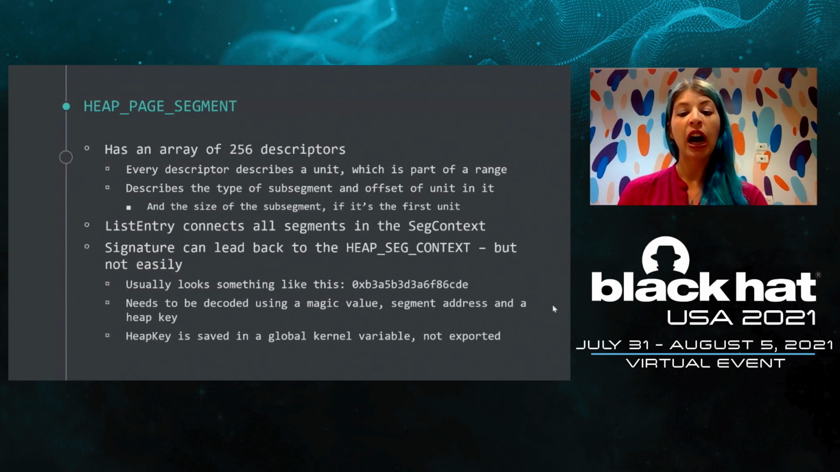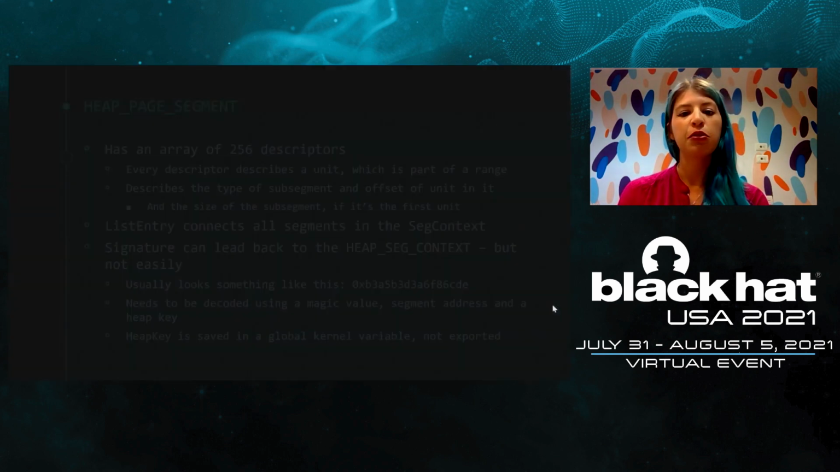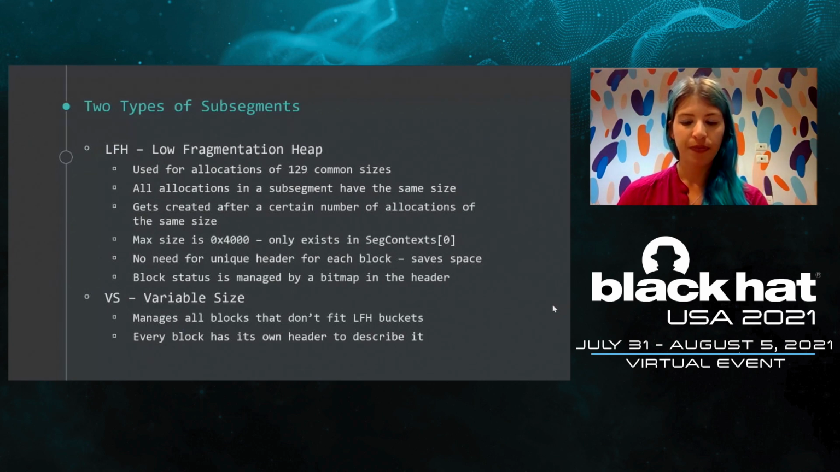So you don't have a direct pointer back to a heap seg context. You have an encoded one that you need to have all sorts of very specific information, that's not even all that easy to get in the kernel, to decode it. And we'll see that heap key being used in all sorts of other contexts later.